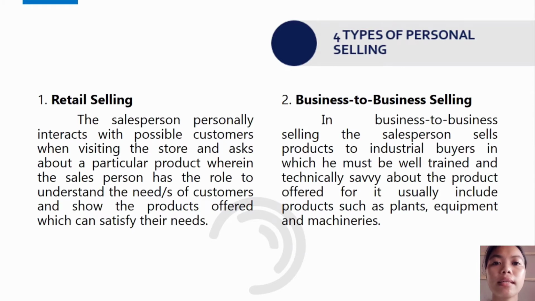Second is business-to-business selling. The salesperson sells products to industrial buyers in business-to-business selling, in which he must be well-trained and technically savvy about the product offered, for it usually includes products such as plants, equipment, and machineries. So from the word business-to-business, it engages selling a product from one company to another company. So, for example, the company you sell for makes washing machines. You sell it to a laundry shop because they need washing machines. You as the salesperson must know the ins and outs of that machine, because if you don't know, the buyer will be discouraged if you're not well-trained and don't know what you're selling.